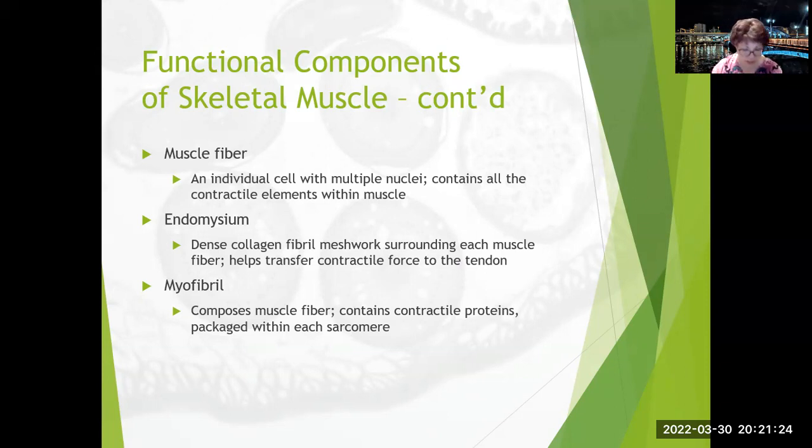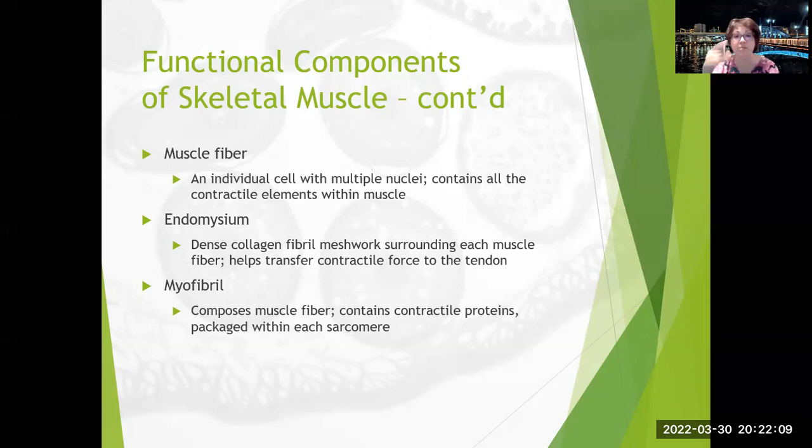So the myofibril is, each muscle fiber is a combination of a bunch of myofibrils. The myofibril contains the contractile proteins that are within each sarcomere. And so the sarcomere is the basic element of muscle contraction. It's the basic contractile unit of muscle fiber. Okay, so if we go from smallest to largest, or from inside out, we have the sarcomere. Lots of sarcomeres are lined up end to end to create the myofibril.